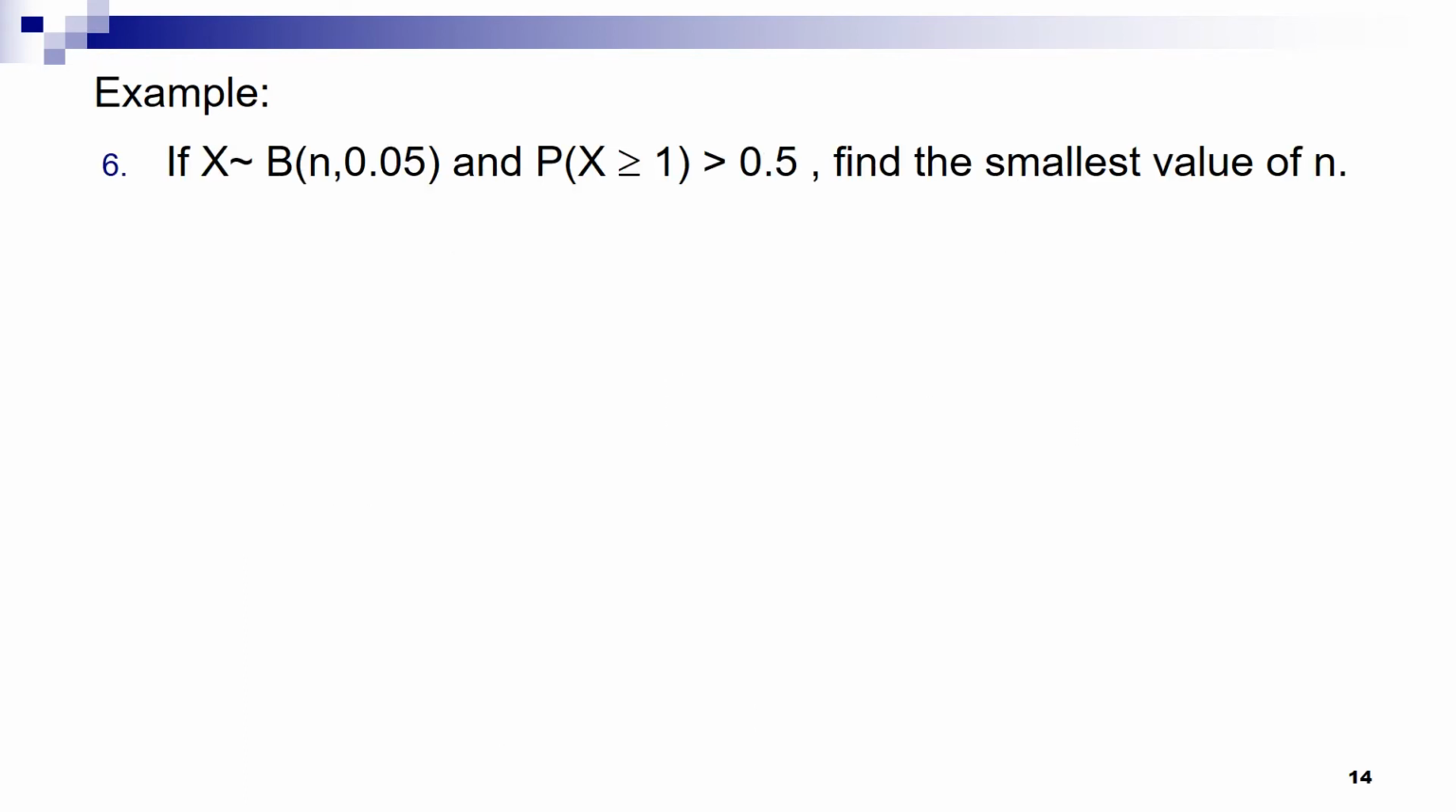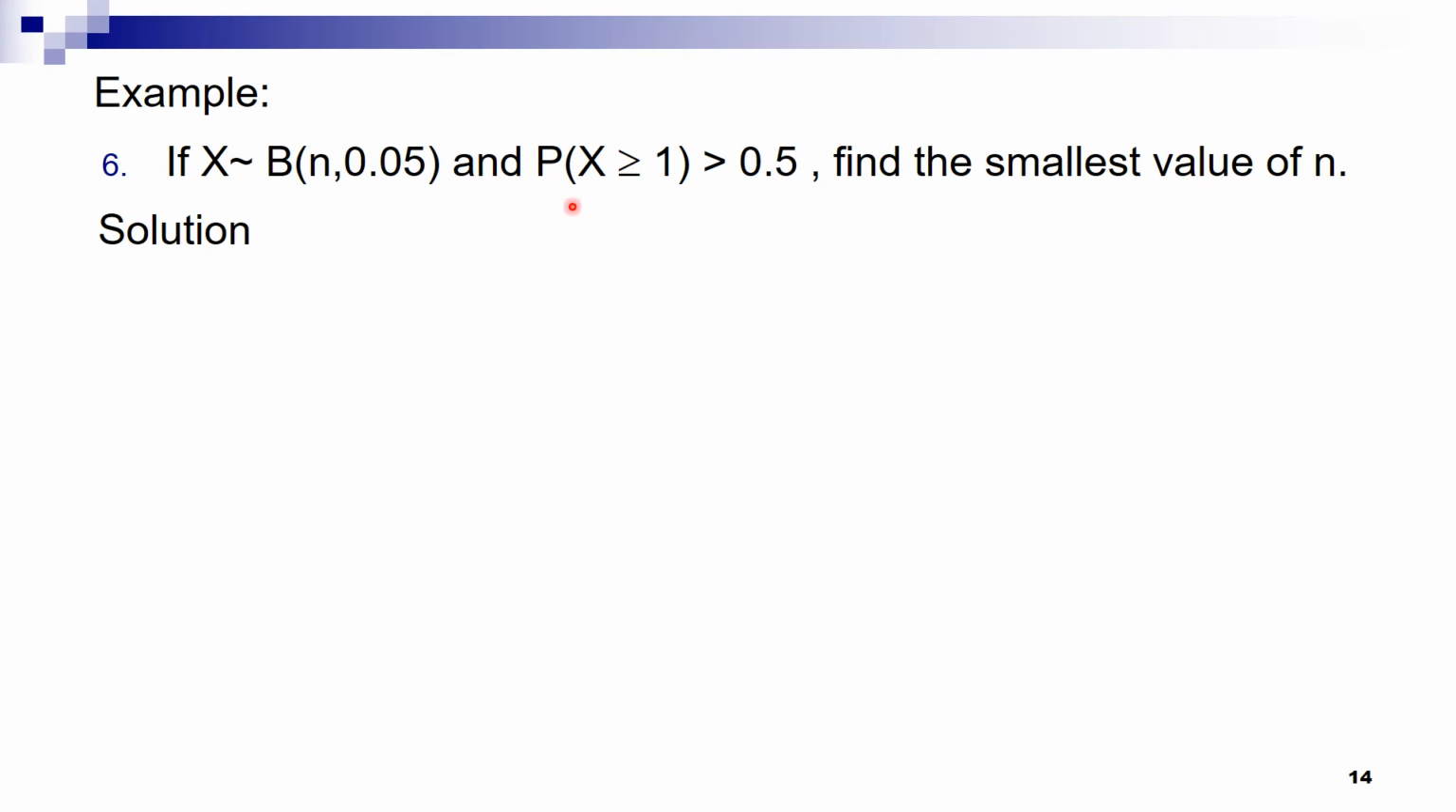Okay, we look at example 6. You're given that X is binomially distributed with n number of trials, and the probability of success is 0.05, and that the probability of X greater than or equal to 1 is greater than 0.5. So find the smallest value of n.